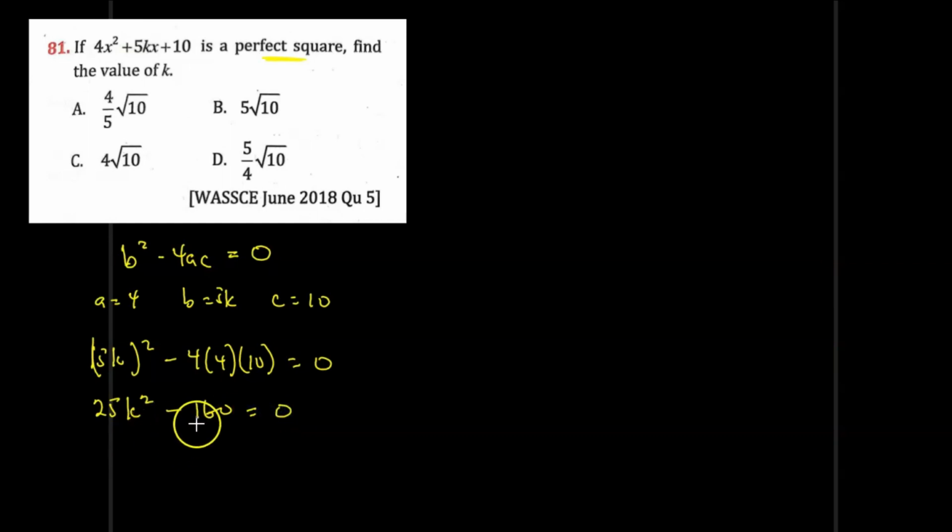So solving for k, we have 25k squared equal to 160. Divide both sides by 25, and what are we going to obtain? 160 divided by 25 gives 32 on 5. So k squared is equal to 32 on 5. Finding the value of k then will be equal to plus or minus the square root of 32 on 5.